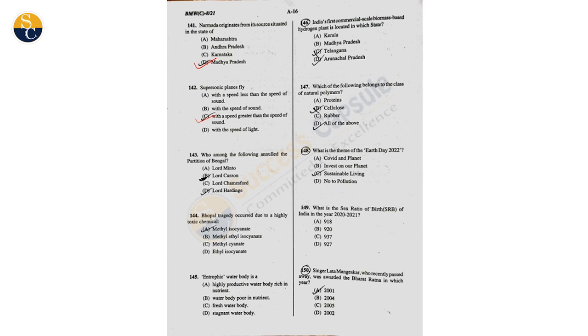Who among the following annulled the partition of Bengal? The partition of Bengal was announced on 20th July 1905 by Lord Curzon and it was annulled in 1911 by Lord Hardinge. So, D is the correct answer. Next, the Bhopal gas tragedy occurred due to the highly toxic chemical methyl isocyanate, MIC, on 2 and 3 December 1984.